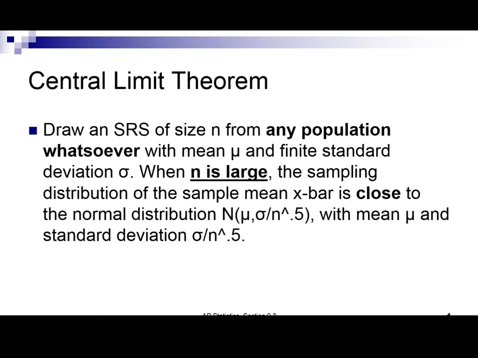The central limit theorem says, if you draw any SRS of sample size n from any population whatsoever, skewed, uniform, bimodal, a distribution whatsoever with a mean mu and a finite standard deviation, when n is large enough, then the sampling distribution of sample means will be very close to the normal distribution. What does that mean?